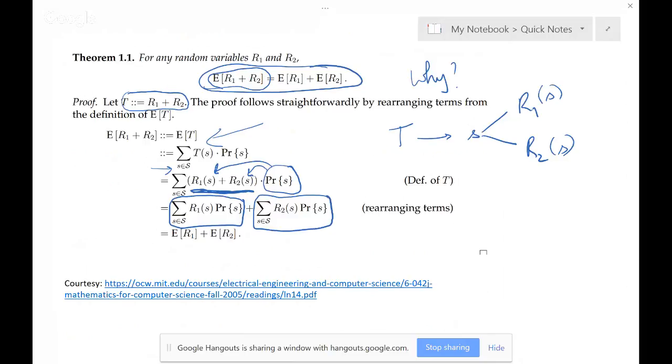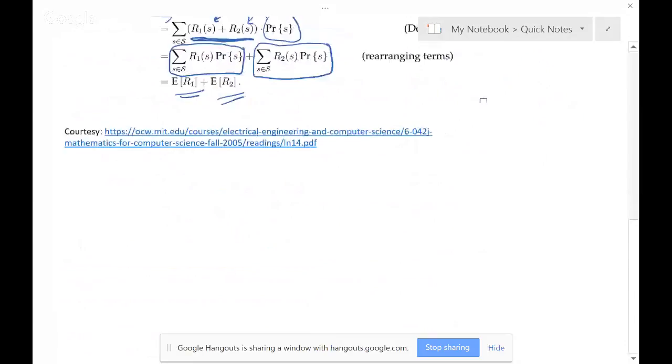But the key thing to keep in mind is that the probability spreads into both R1 and R2. So in some sense, it gets applied to R1 and R2 separately. And each of these boxes that I've drawn is essentially the formula for expectation of R1 and expectation of R2. And you get the linearity of expectation. Okay, so this is the formula. Let's look at an example.